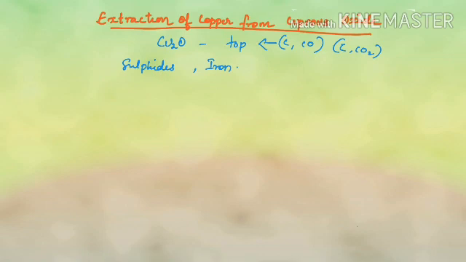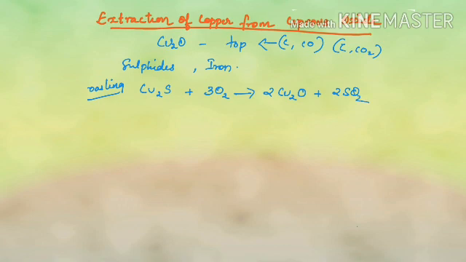If the copper is in the form of a sulfide ore, we can do roasting in order to remove the sulfide from the copper ore. Roasting means heating in the presence of a large supply of air. It will lead to the production of copper oxide, Cu2O, which can be easily reduced to get our copper by using a reducing agent like coke, giving copper and carbon monoxide.